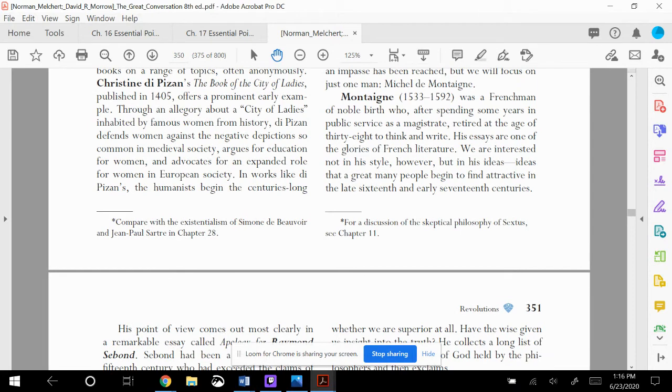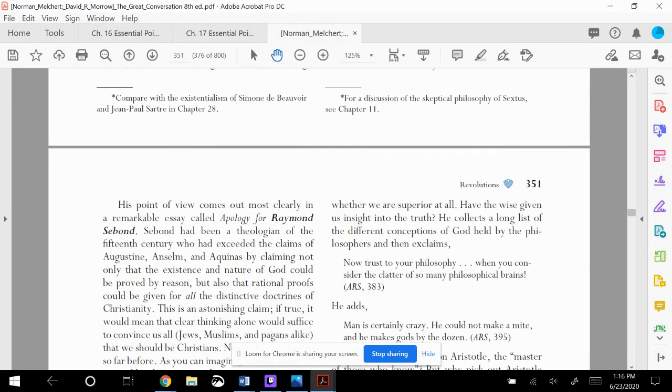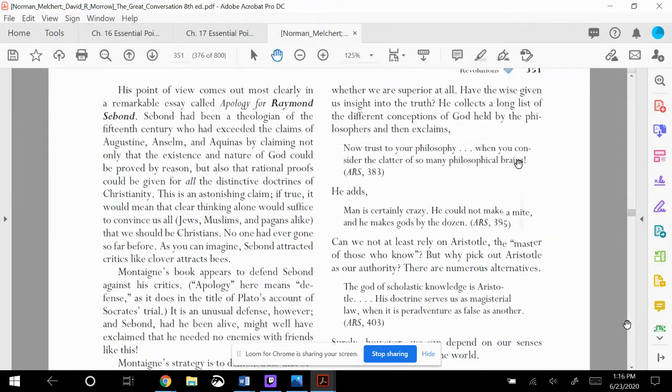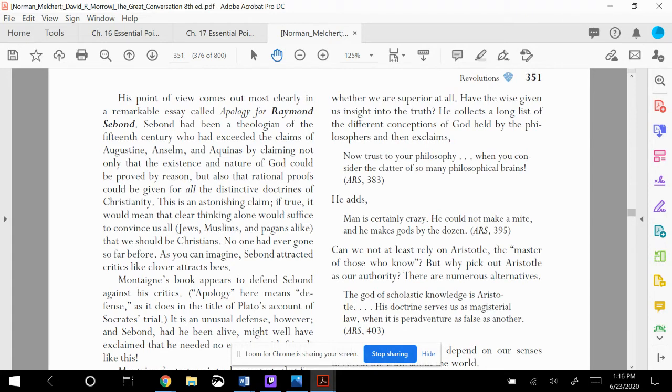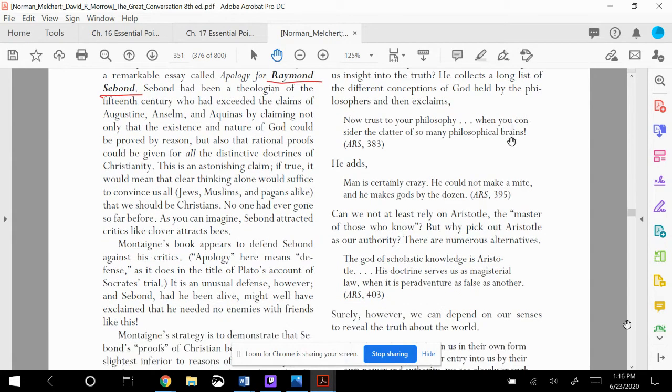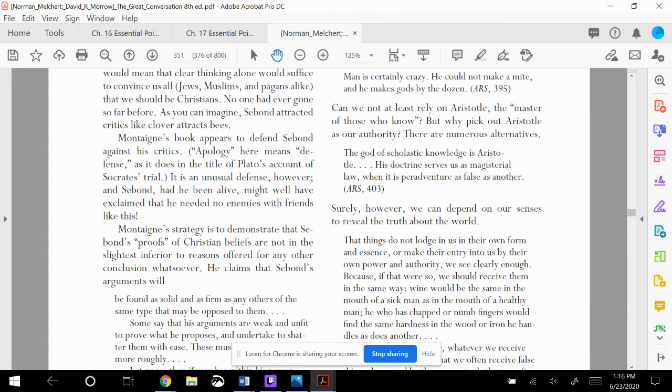Montaigne, he brings in skepticism. You can look at this. He brings in a lot, but I'm just saying one of these things that falls out of what he does. He defends somebody's position about God, Raymond Sebond. You can look at that, and there's even a video I linked to you. And when he defends it, he gives an apology. When you do an apology, you're not saying, oh my God, I'm so sorry, man. I'm so sorry I offended you.